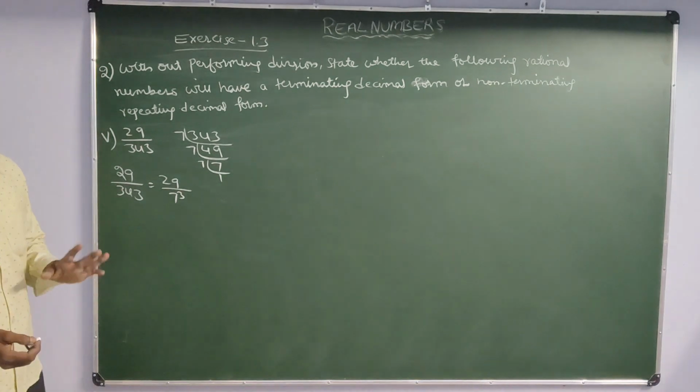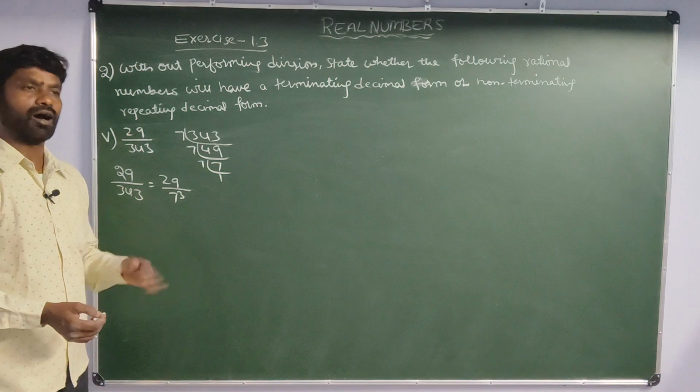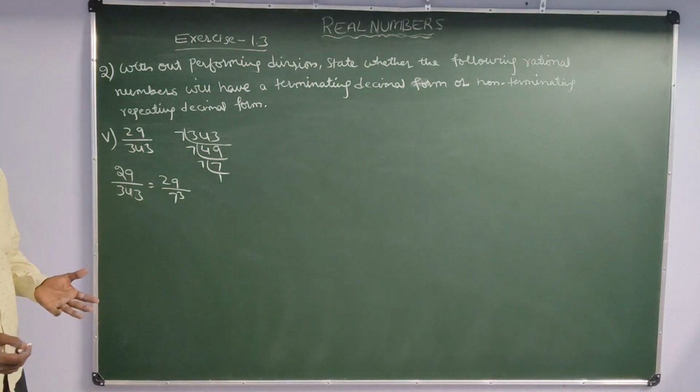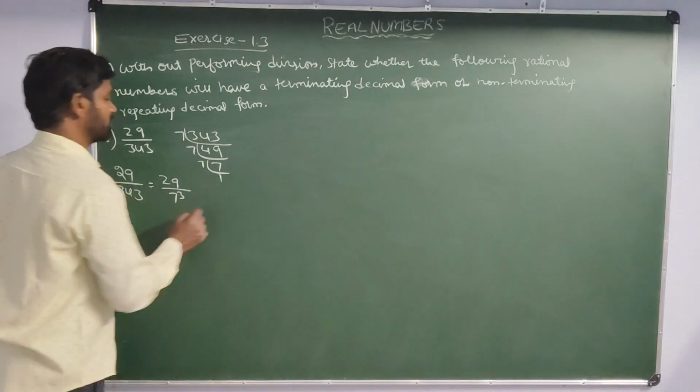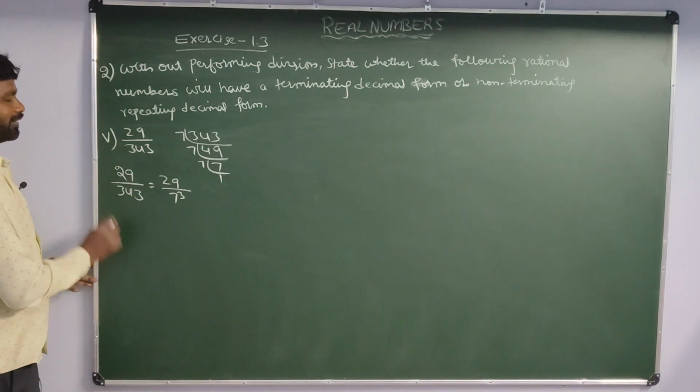So the denominator is not of the form 2 power n or 5 power m or both 2 power n into 5 power m. Therefore, it is a non-terminating repeating decimal.